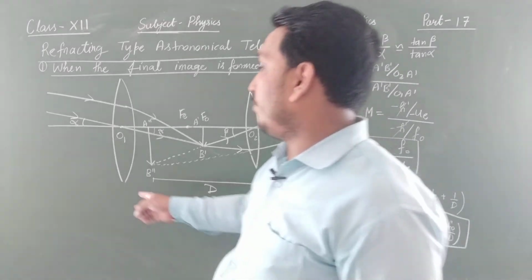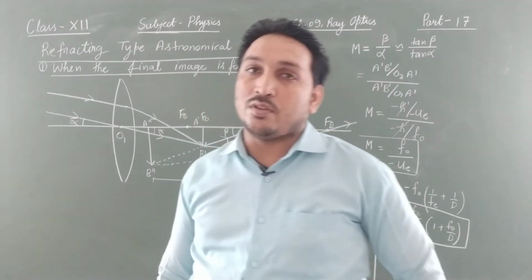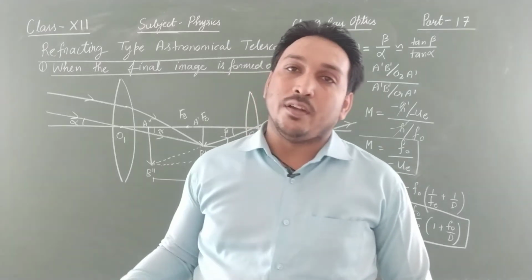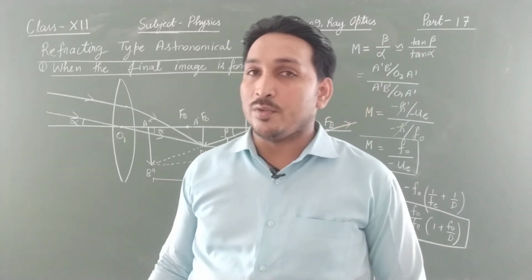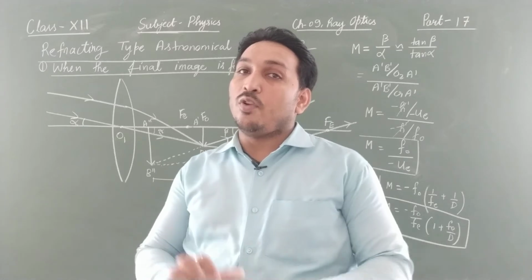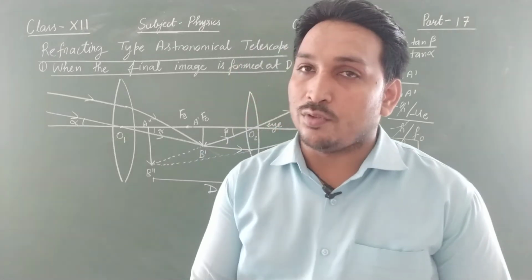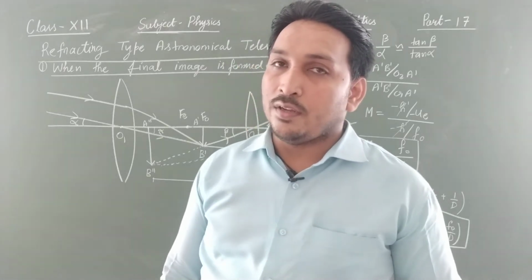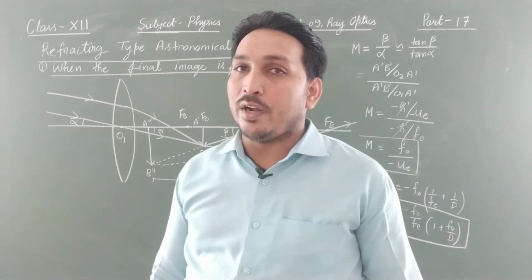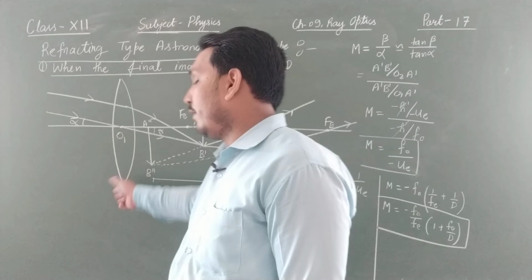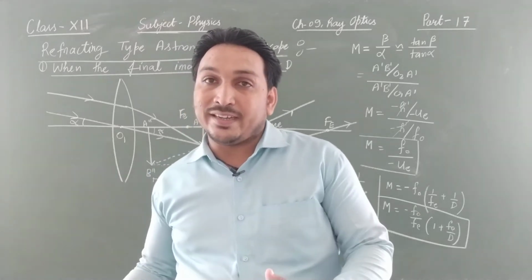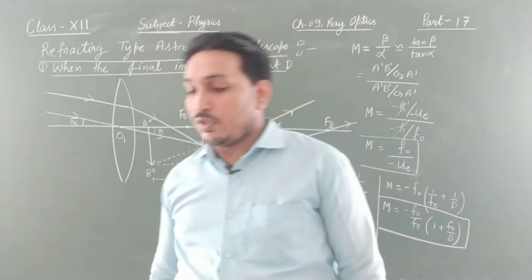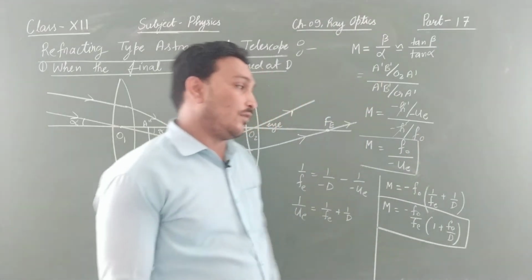Why does the aperture of the objective have to be large in this case? In this case, the object is at infinity, very far away from us. So we try to collect more light from the object so that the final image formed will be brighter. That's why the objective has to be of larger aperture, so that it can collect more light from the object. So this was case 1, when the final image is formed at capital D.